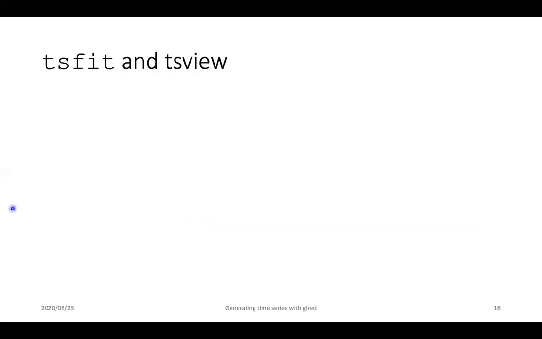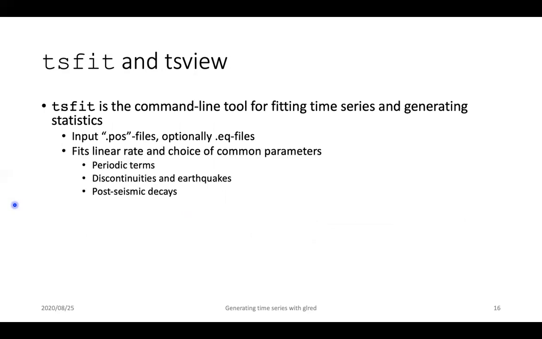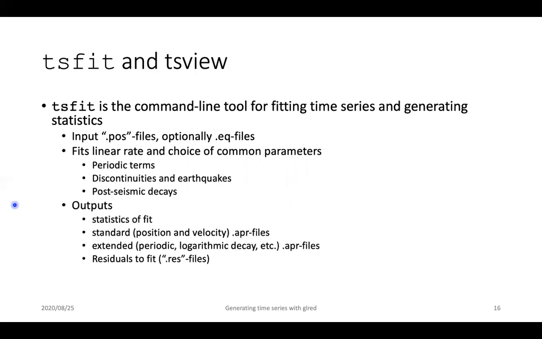Just to recap on the TSFIT and TSVIEW, TSFIT is the command line tool for fitting time series, those POS files, and generating statistics. So it inputs POS files and optionally the EQ files to define discontinuities, earthquakes, and fits the linear rate and a choice of common parameters, for example, periodic terms, seasonal terms, discontinuities and earthquakes, even post-seismic decays like logarithms to account for the deformation after large earthquakes. And it outputs statistics of the fit, standard position and velocity .apr files that you can then read back into GAMIT in a second run or GlobK in a second run.